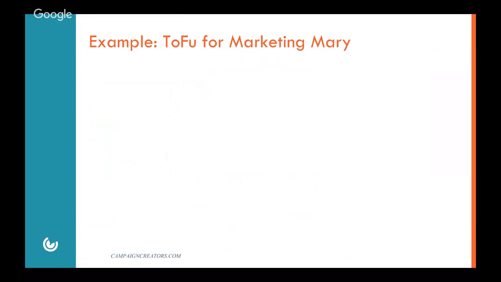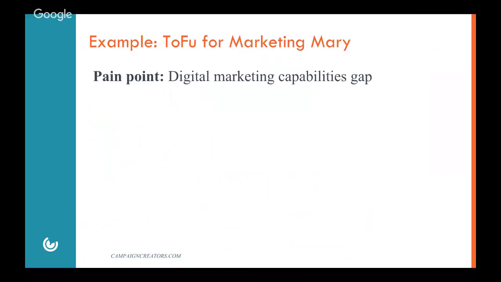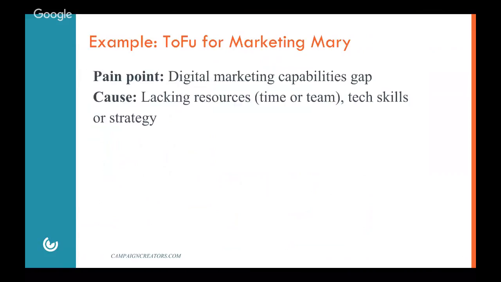For example, we wanted to create an asset for our buyer persona, Marketing Mary. Now, one of her pain points is that she has a gap in her digital marketing capabilities. And we identified 3 primary causes for this gap. Either she does not have enough time or manpower to dedicate to it, the technical skills needed to execute the necessary activities, or she just lacks strategic direction.